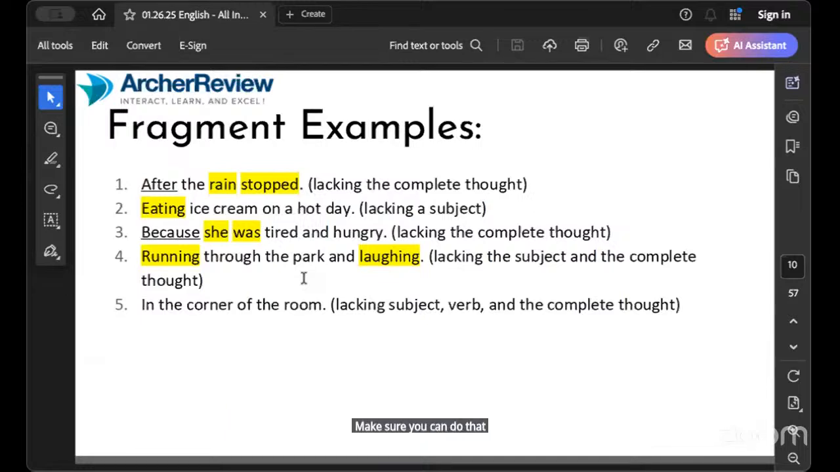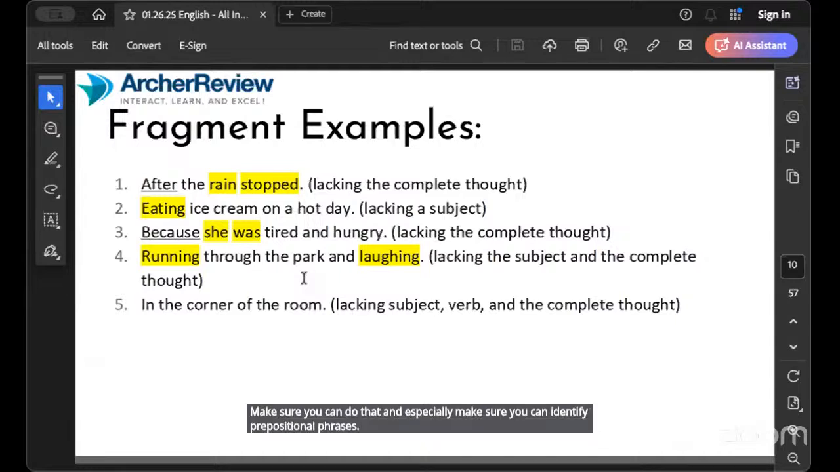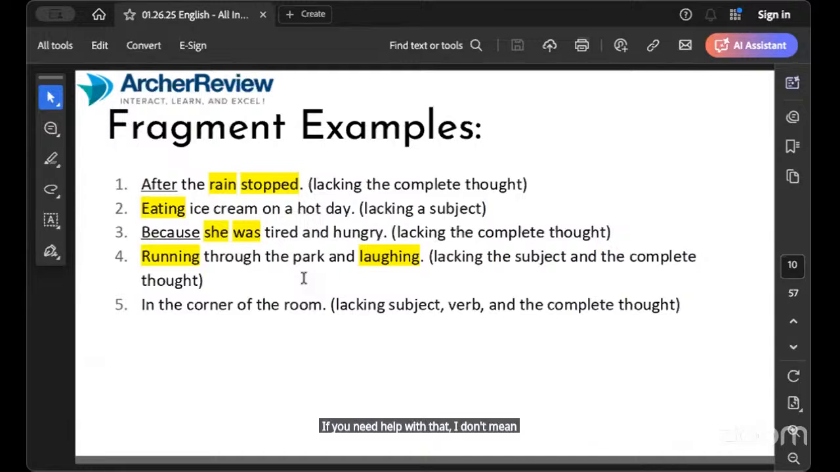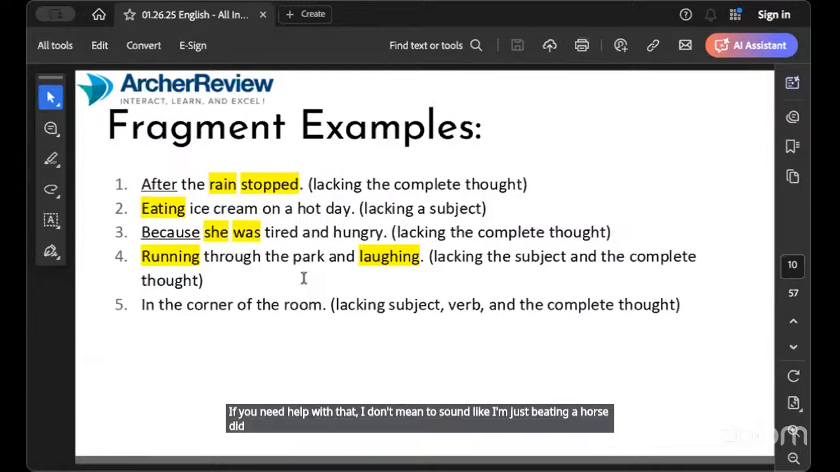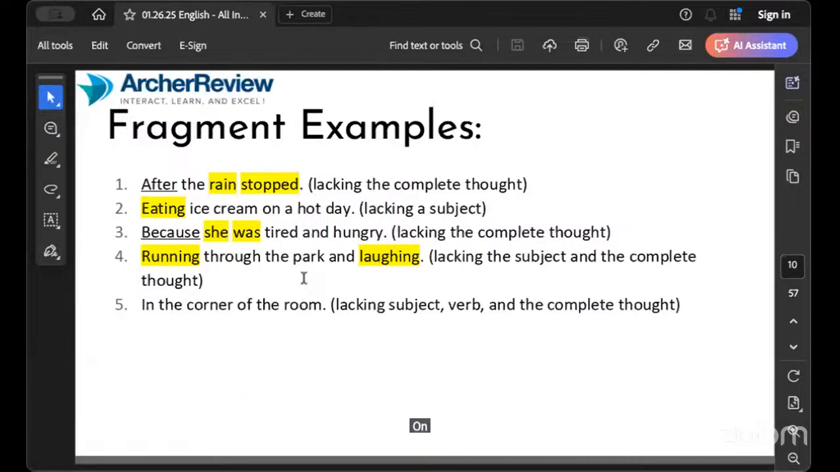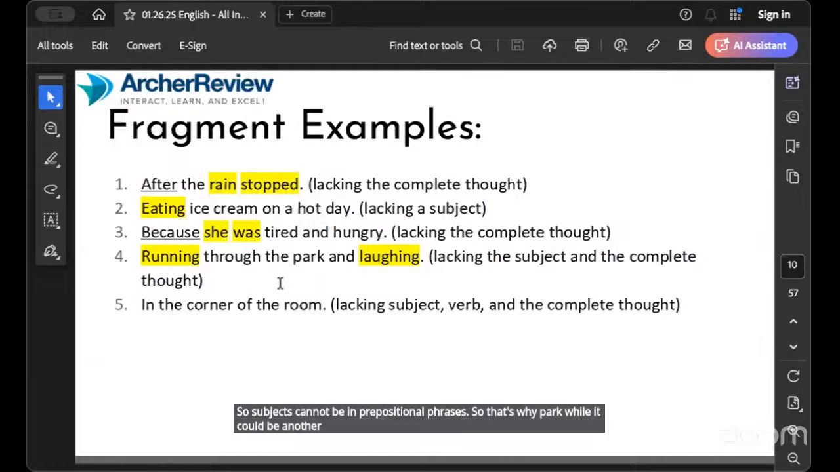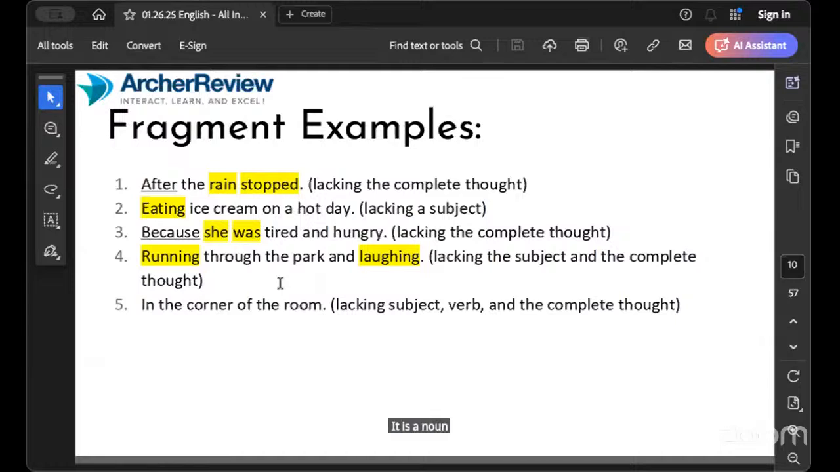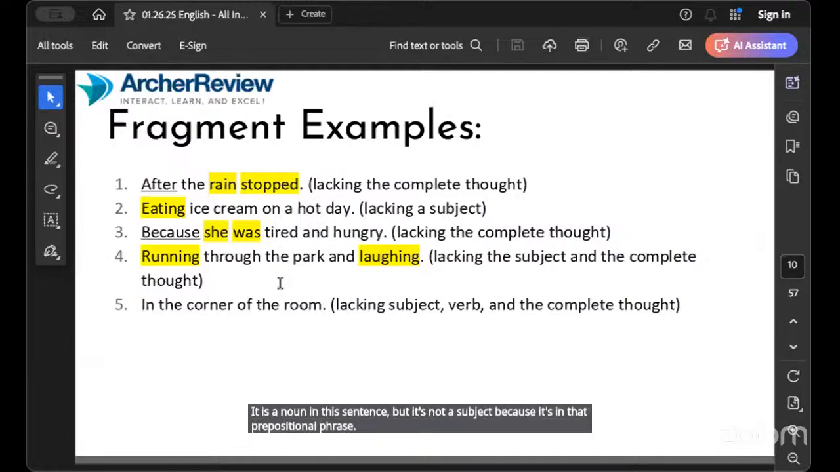And especially make sure you can identify prepositional phrases. If you need help with that, I don't mean to sound like I'm just beating a horse dead, but go back and check out those on-demand videos, because that will be a lifesaver for you on not just these types of questions, but other ones when it comes to the grammar. So, subjects cannot be in prepositional phrases. So that's why park, while it could be in other sentences, it is a noun in this sentence, but it's not a subject because it's in that prepositional phrase. And also, would the park be doing the running?